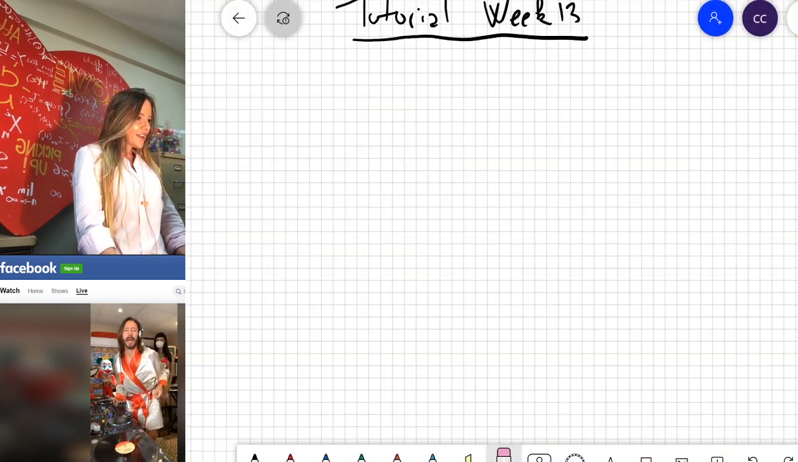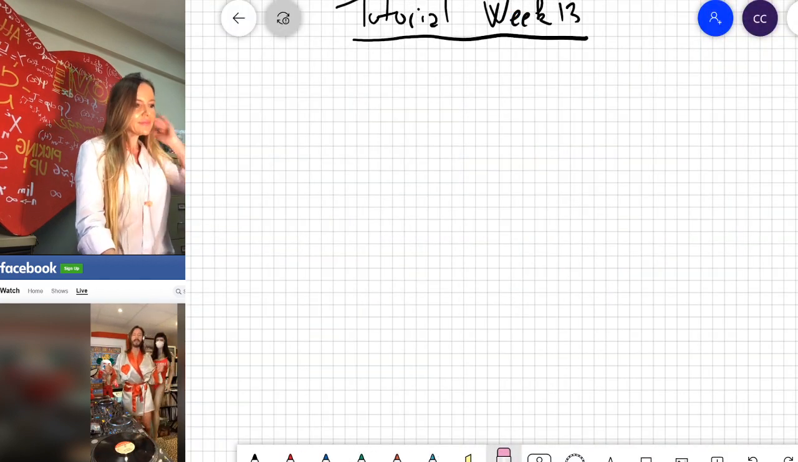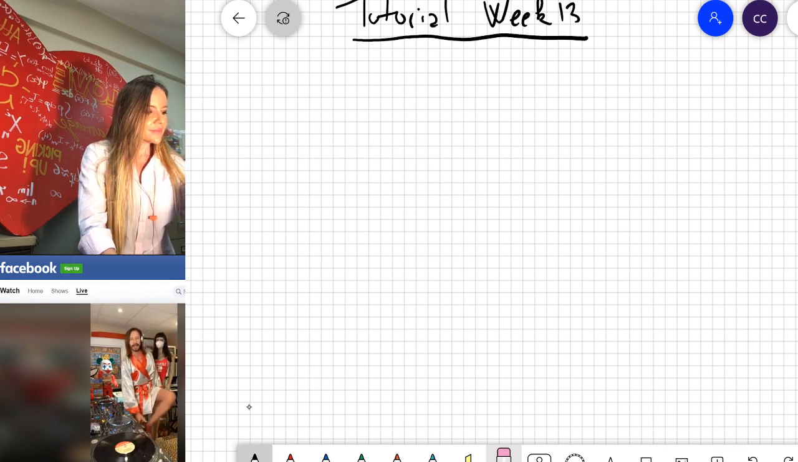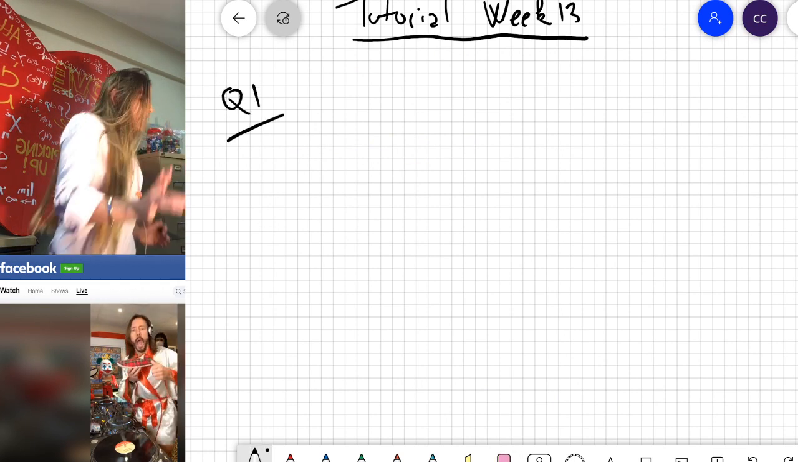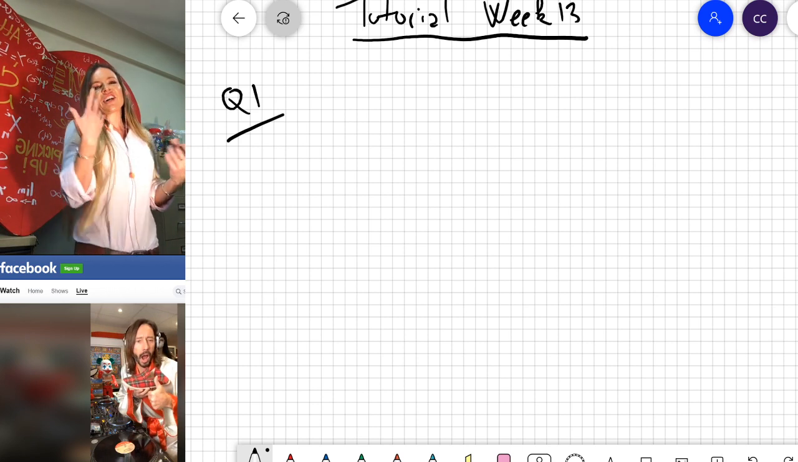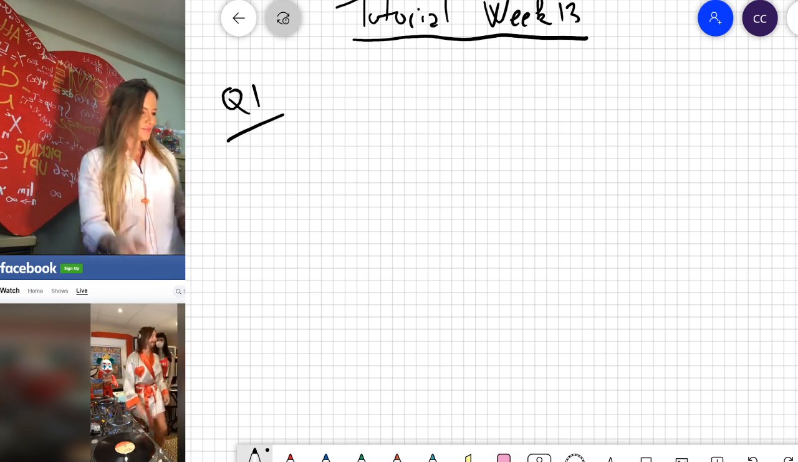Question one. This is about finding patterns and integrals, right?